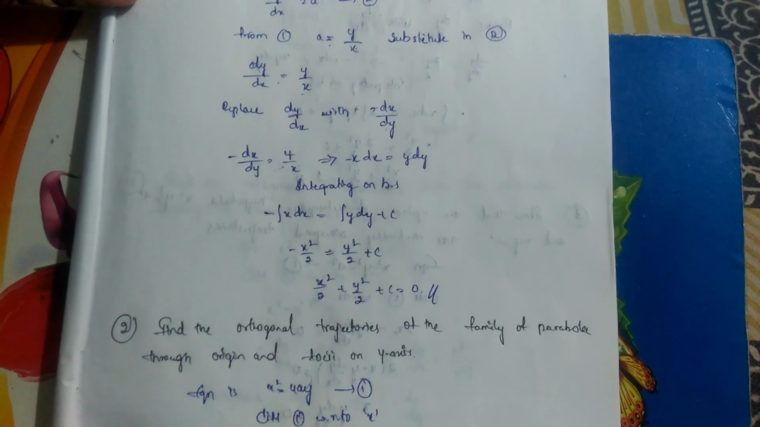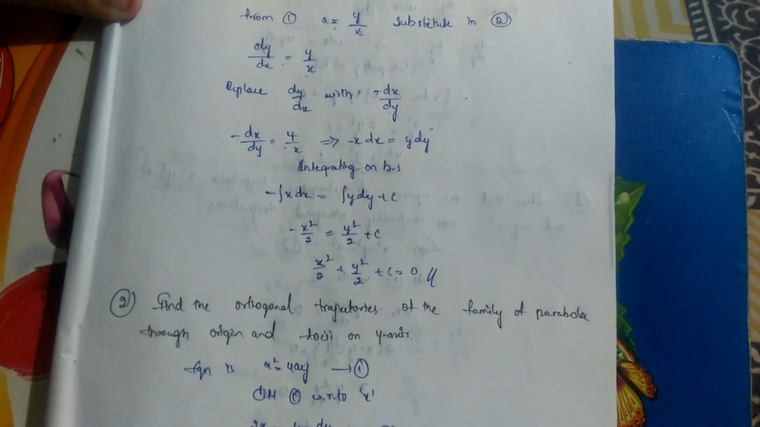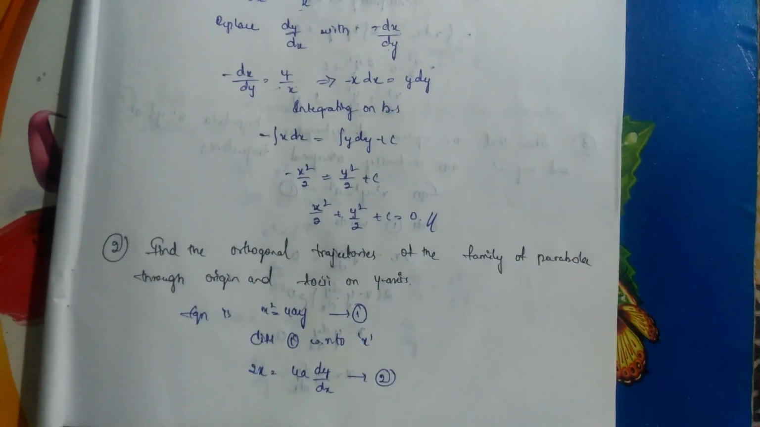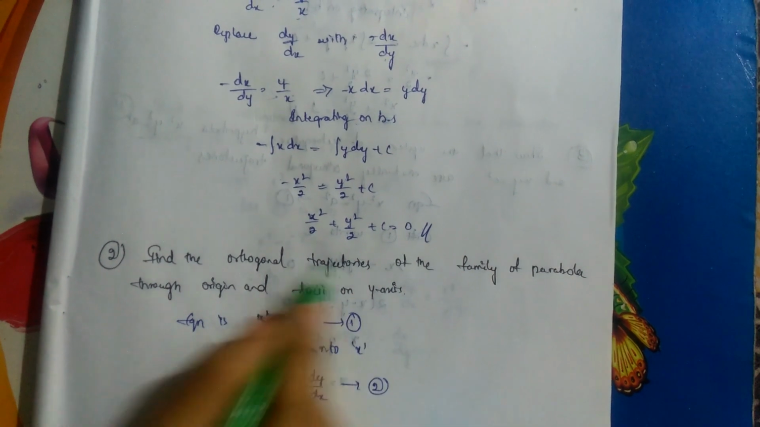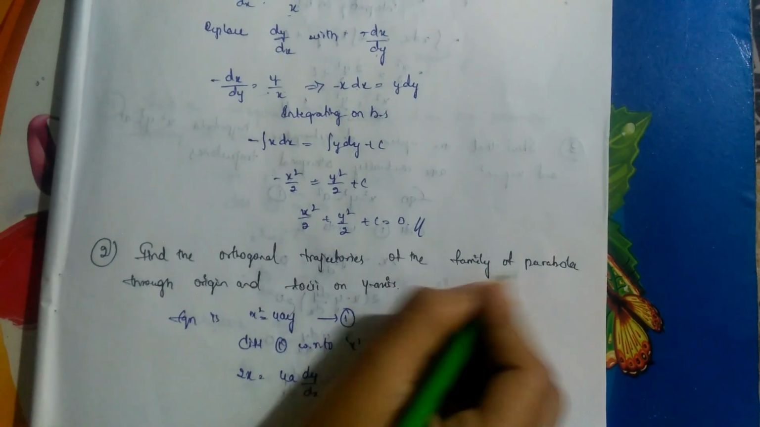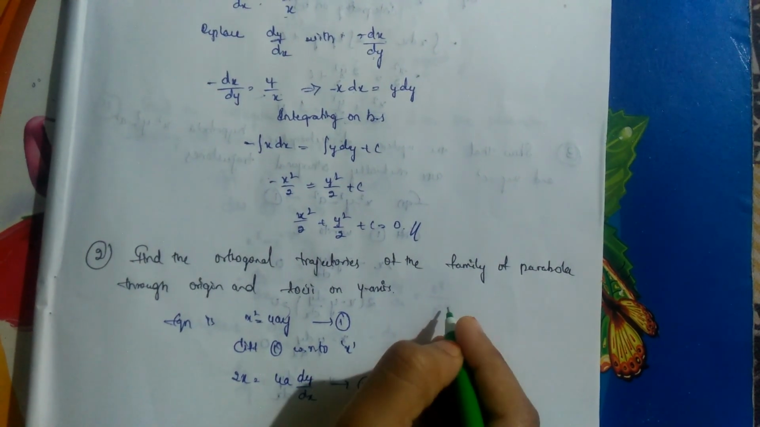Then the second question: find the orthogonal trajectories of the family of parabolas through origin and foci on the y-axis. Here the family of parabolas through origin, nothing but we have the family of curves, that is y square = 4ax and x square = 4ay.